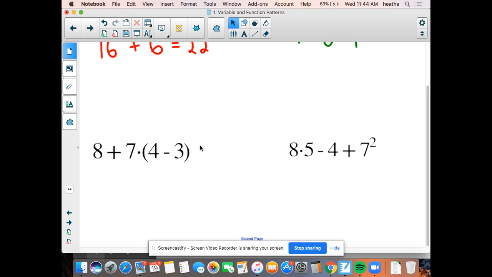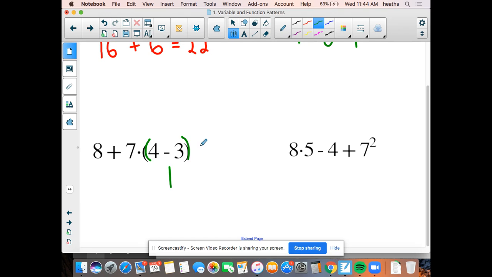Okay, hopefully the first thing that jumps out to you is the fact that there's a parentheses there. Remember, our order is parentheses and exponents, followed by multiplication and division, and then you finish with addition and subtraction. So let's get rid of that parenthesis. Let's figure out everything that's inside of it. 4 minus 3, pretty simple. 4 minus 3 is going to be 1.